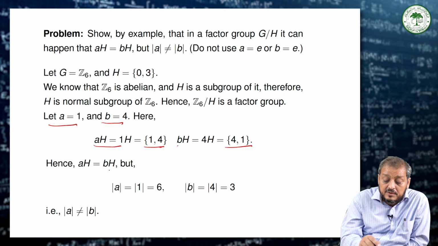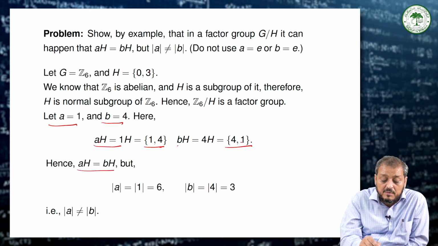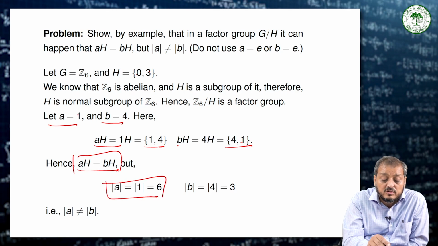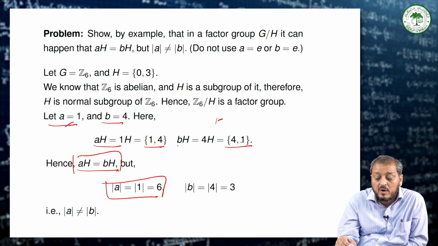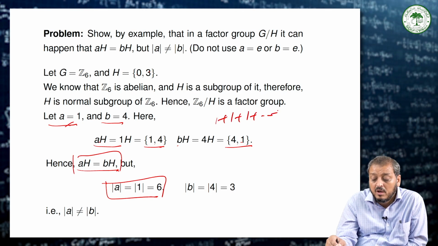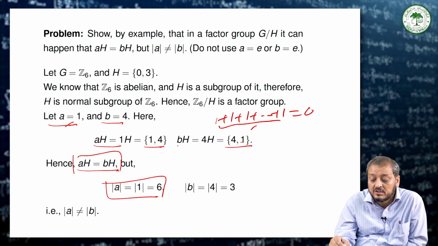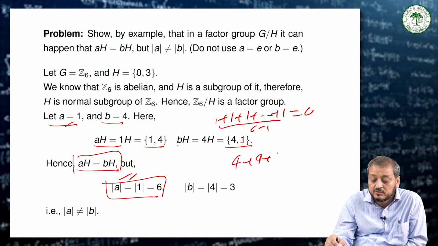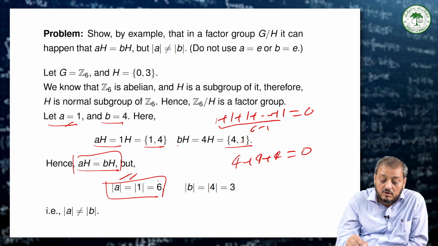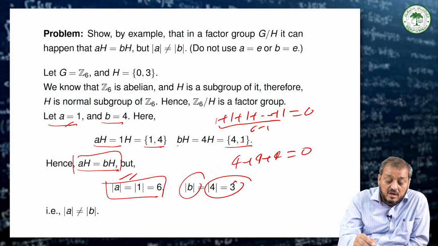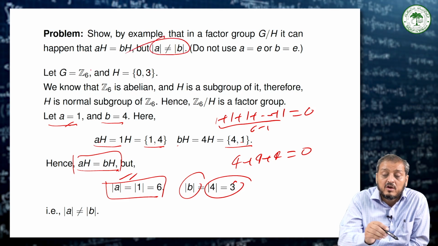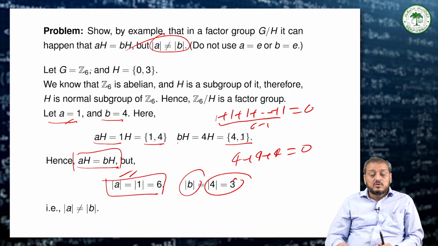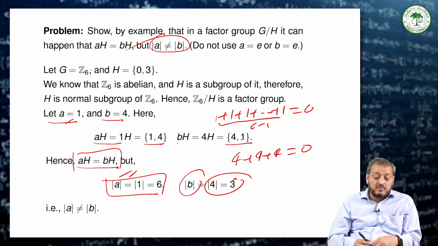You can see clearly that AH and BH are the same. Then the order of A is the order of the subgroup generated by A, so this is equal to 6. We have 1 plus 1 plus 1 and so on, equal to 0 only after 6 times. So the order of A is 6. For 4, we have 4 plus 4 plus 4 is 12, equal to 0, so the order of B is 3. Clearly we have shown that the order of A and the order of B are not the same, but AH and BH are the same. So this is the problem we had to solve.